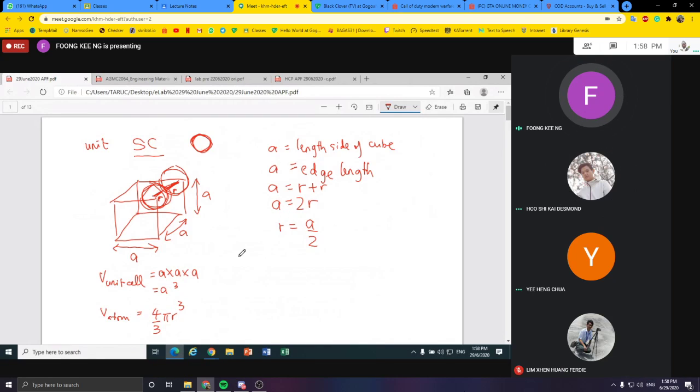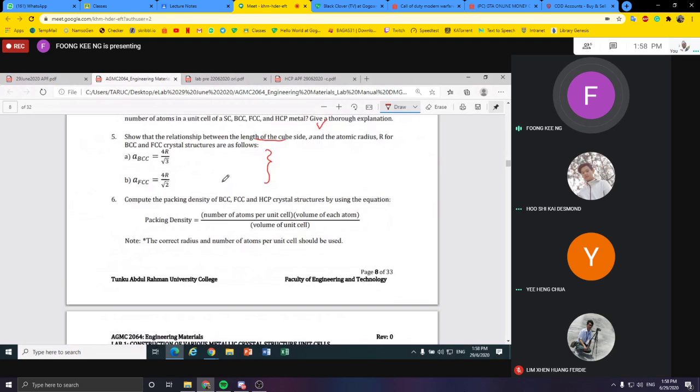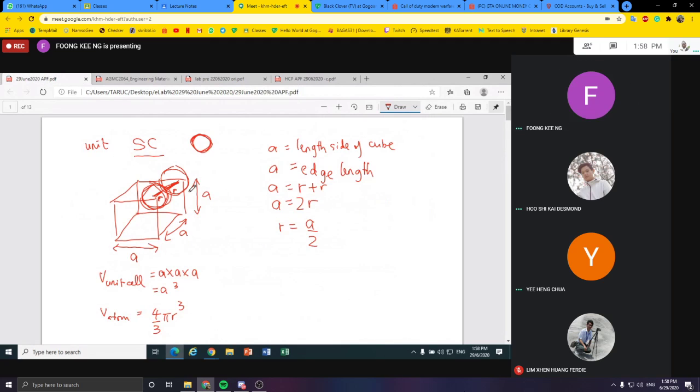So let's look at here. Now look at your definition. Go back to your manual. You see the manual gives you the formula. I won't come to BCC and FCC first because I'm talking about SC here.